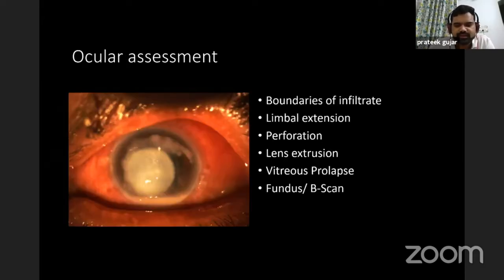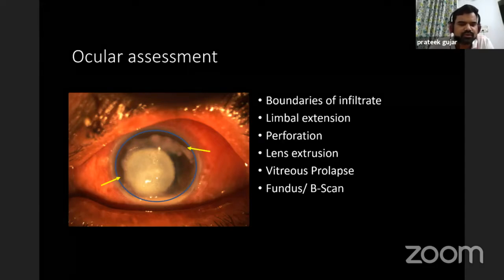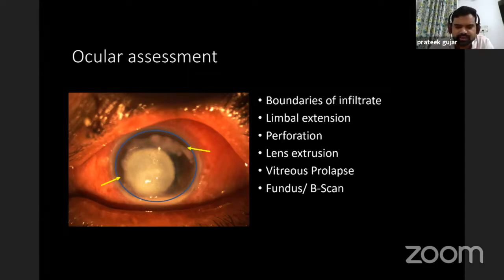The ocular assessment is very important: a thorough slit lamp examination to check the margin of the infiltrate and to see how far the infiltrate is from the limbus, the actual depth of the infiltrate, any perforation if it is there, presence of endothelial exudate, anterior chamber exudates, and the lenticular status. All should be checked. If the fundus is not visible, then we can take the help of B-scan ultrasound to note the fundus and retina status and to rule out endophthalmitis in these cases.